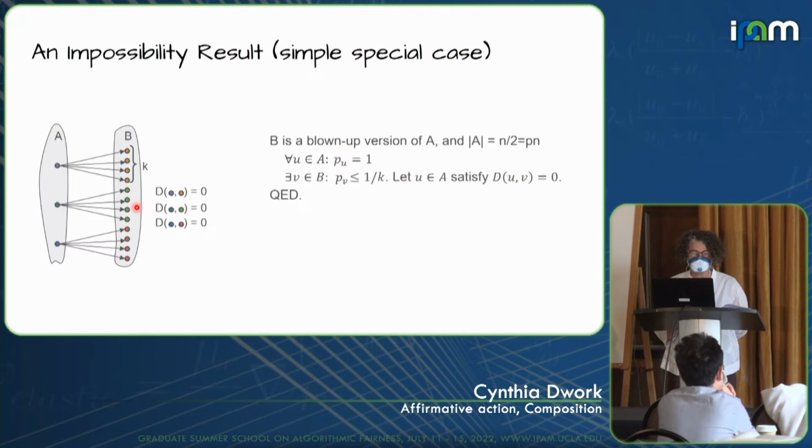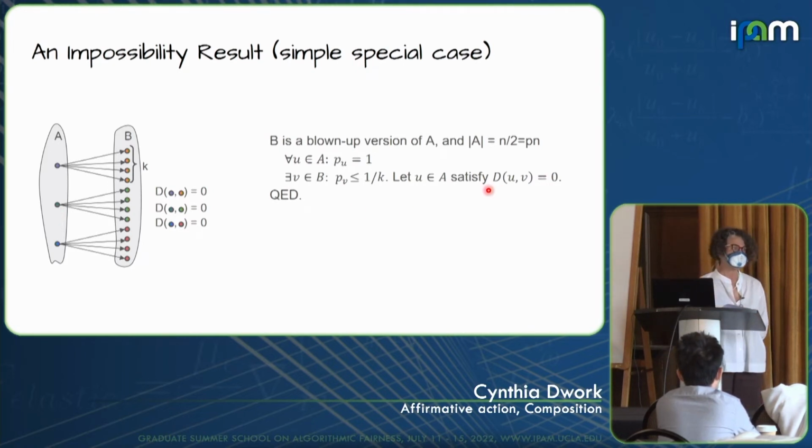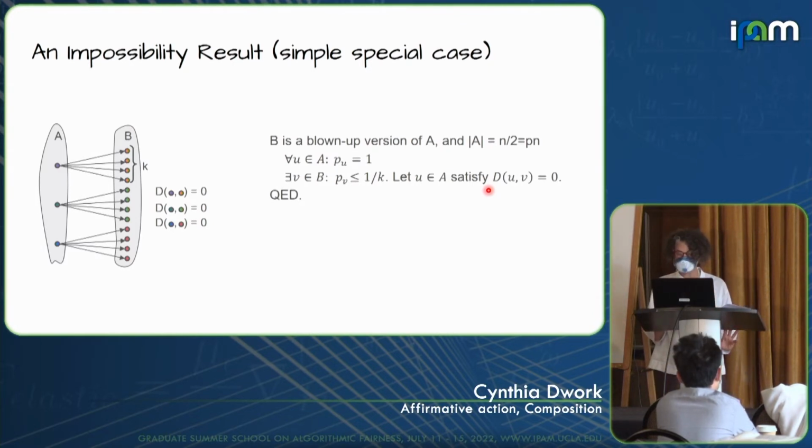So let's say this top green person has P sub v less than 1 over k. All right, so now this is a huge problem. This one's probability is less than 1 over k. This one's probability is 1, but the distance between them is 0. It's a complete and total violation of the Lipschitz condition. It's not really shocking. It's just an argument that when you have the constrained situation, things are much, much harder. And they can be impossible.